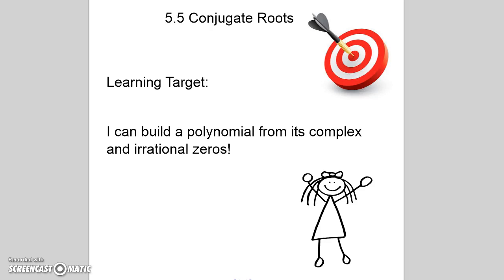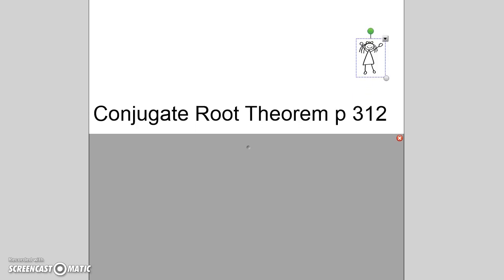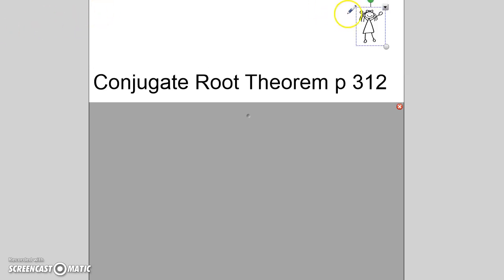This is section 5.5 in your textbook, and we're going to start with the conjugate root theorem. It's on page 312.